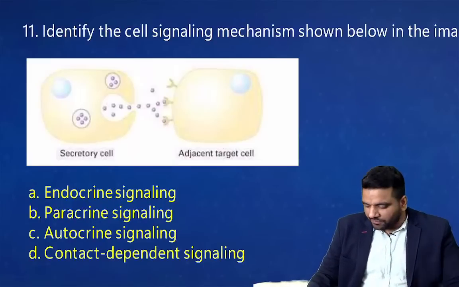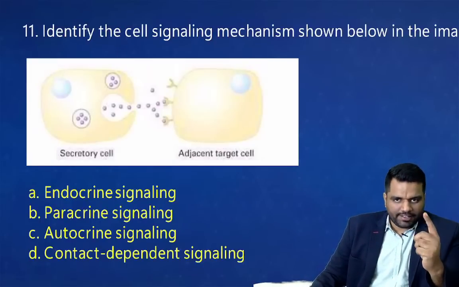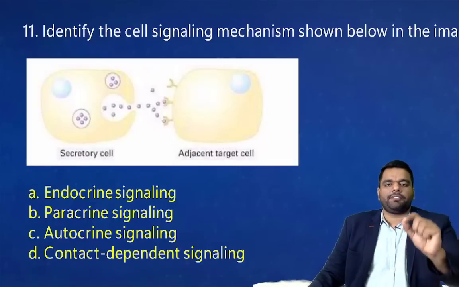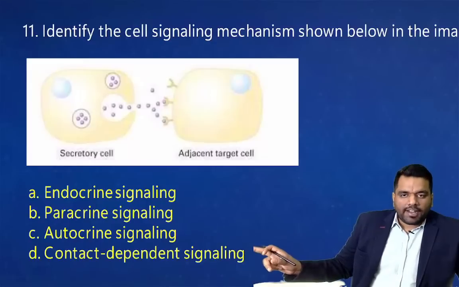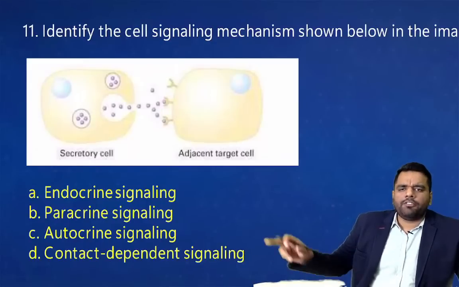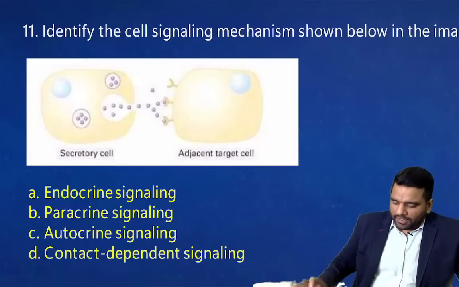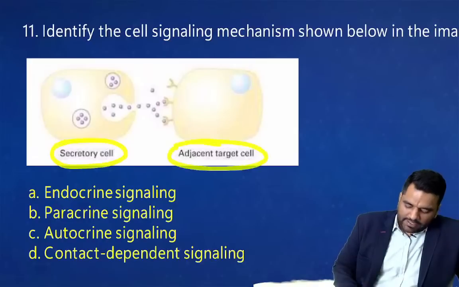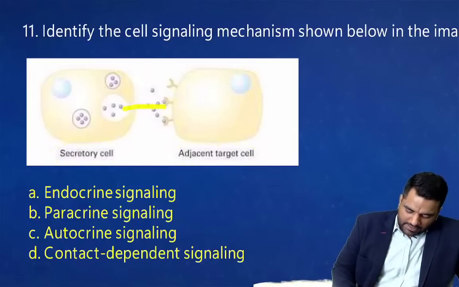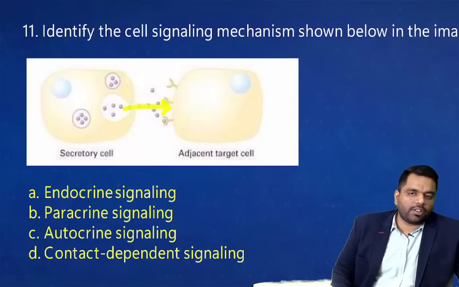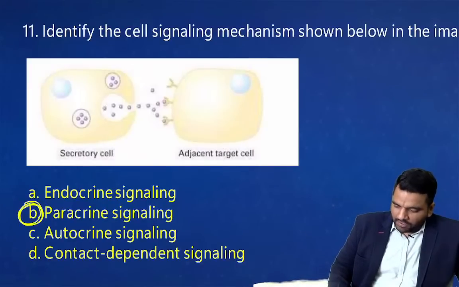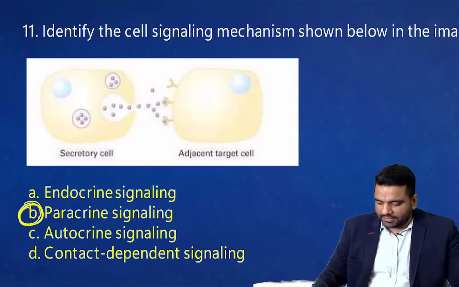We have studied four types of cell signaling: autocrine, then signaling through gap junctions, which we also call contact-dependent signaling, then paracrine, and then endocrine signaling. As you can see, this is the secretory cell and this is the adjacent target cell, and it is passing a ligand from one cell to the other. This is a type of paracrine cell signaling.